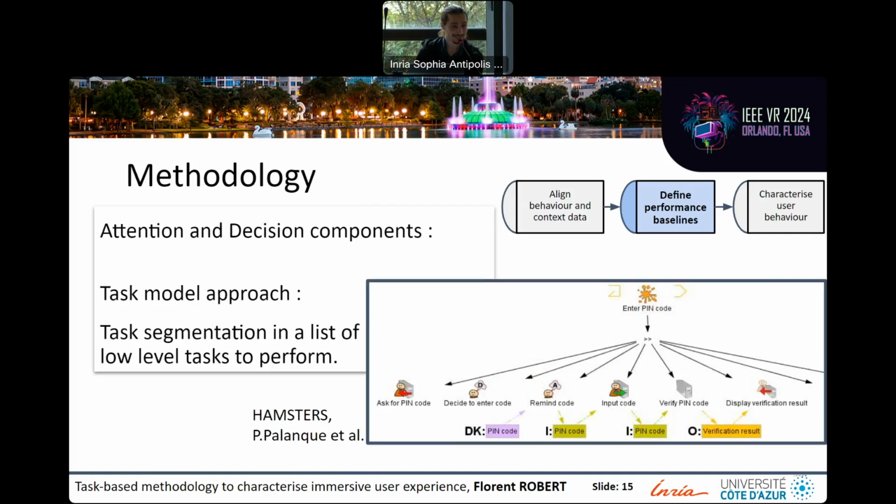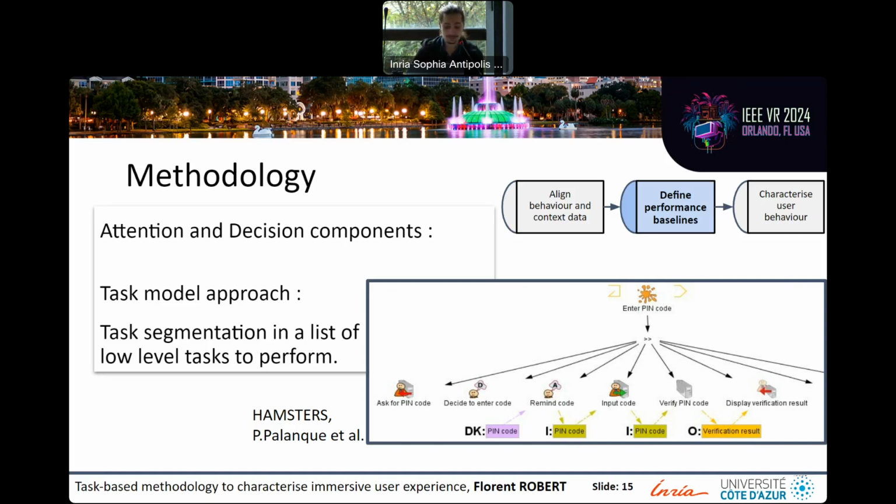Now, for the attention and the decision component, this time we took a task model approach. A task model is a model that segments a task into a list of lower-level tasks. For example, here you can see for enter the PIN code, we have to ask for the PIN code, then decide to enter the PIN code, remind the PIN code. So there are multiple small low-level tasks that we need to perform in a given way.